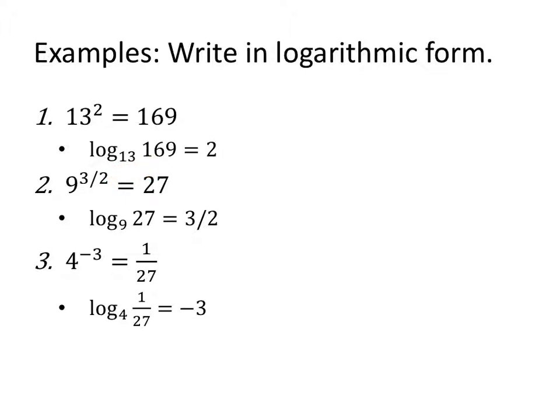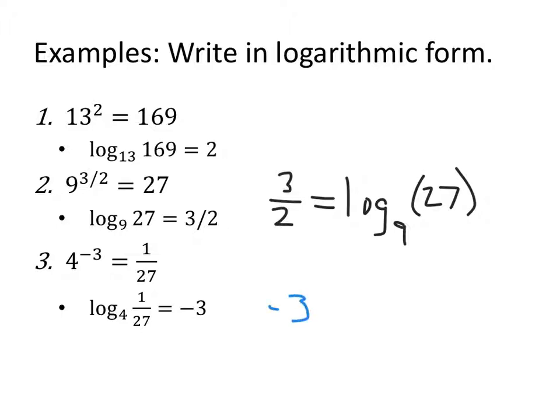I like writing these in the other order. I don't know why I typed them as I did, but for number 2, 3/2 is the power, that's all a log is, an exponent, to which I raise 9 in order to get 27, and we'll frequently use parentheses. -3 is the power to which I raise 4 in order to get 1/27. We're going to pretend that that looks like a 2.